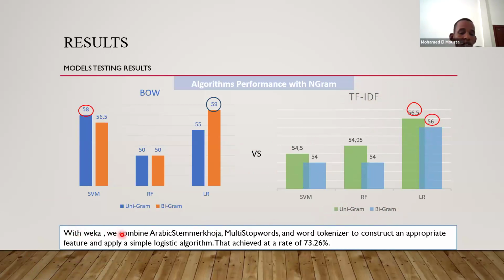On the other hand, we used Weka and combined the Arabic stemmer Khoja, multiple stop words, and tokenization with concept appropriate, and we applied a simple logistic algorithm that achieved an accuracy equal to 73.26 percent. That is our result when we use Weka with other text processing such as the Arabic stemmer, which consists of reducing every word or sentence to its stem based on the Khoja dictionary.